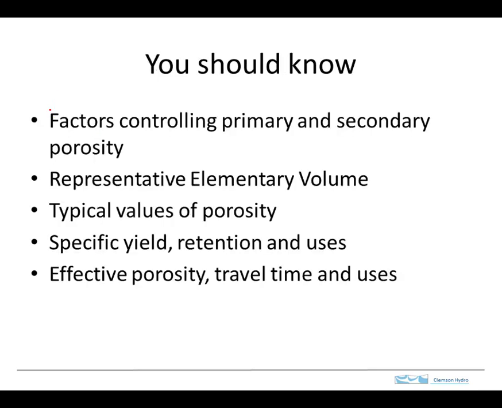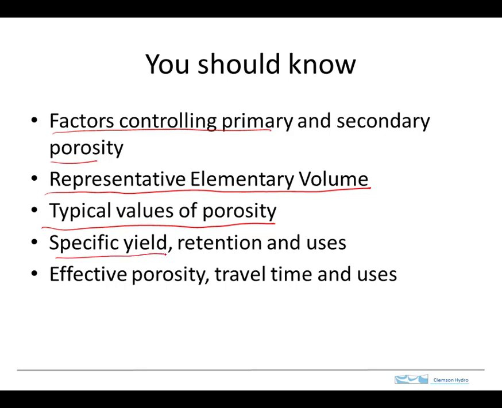Okay, so some things that you should know that we've talked about over the last two videos. The factors controlling the primary and secondary porosity, this concept of representative elementary volume, some typical values of porosity, the specific yield, retention, and uses to determine the effect of change in water table, or basically the relationship between the change in the water table and the recharge. We could also have the change in the water table and the removal of water, say from pumping. And then we also looked at effective porosity, travel time, and the uses of those things.